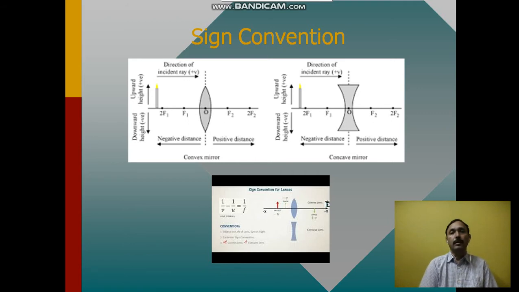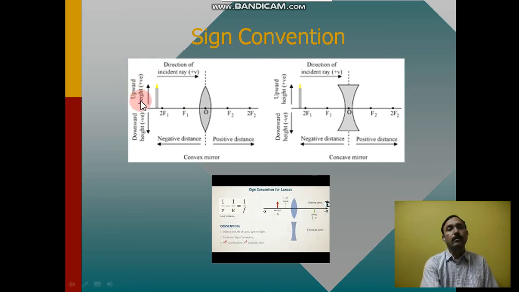Sign convention. One of the most important parts for the lens formula and calculation of focal length, object distance, image distance is sign convention. Here in this picture, suppose this is a biconvex lens. Its focuses are f1 and f2, and the radii of curvature are r1 and r2.